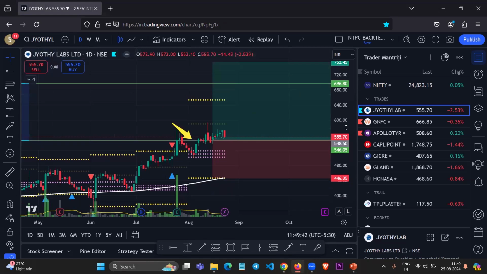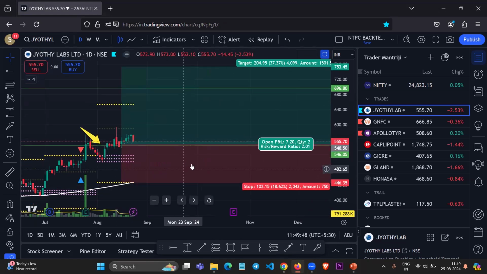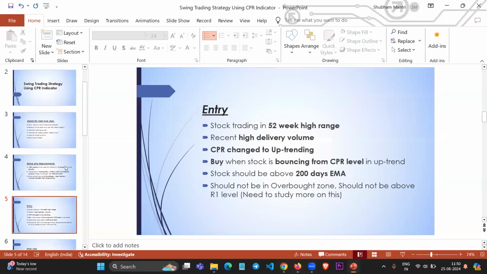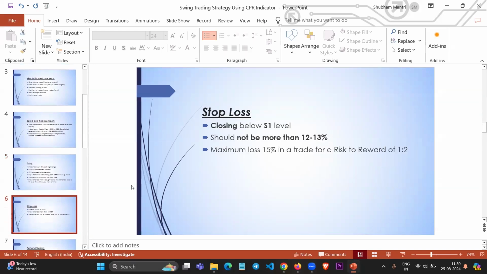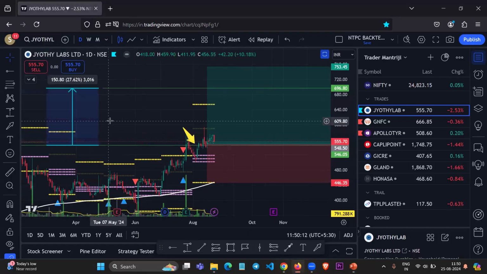So now what will be our stop loss? Stop loss will be the S1 level of pivots. This level comes around 18.62%, and the target should be twice of that, that is around 37-38%. But as per our criteria, we are taking a stop loss of around 12 to 13%. But then why have I taken this much stop loss? There is another reason for that.